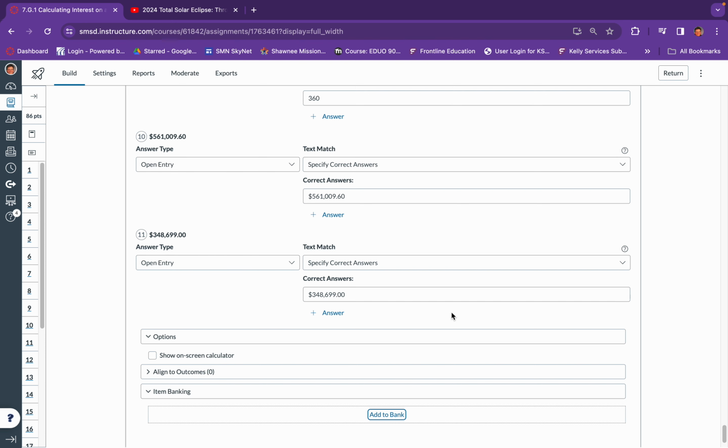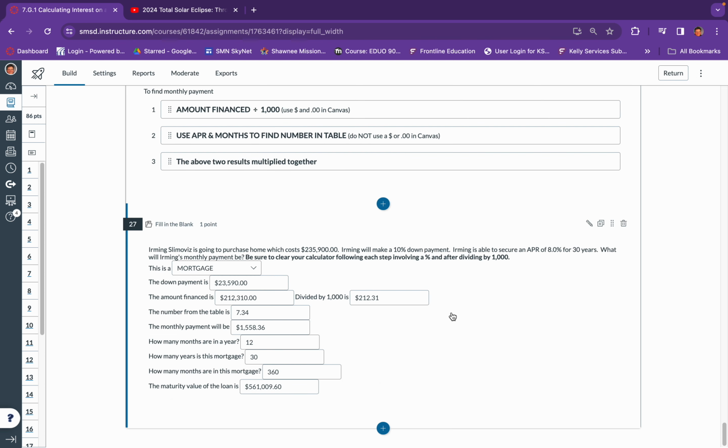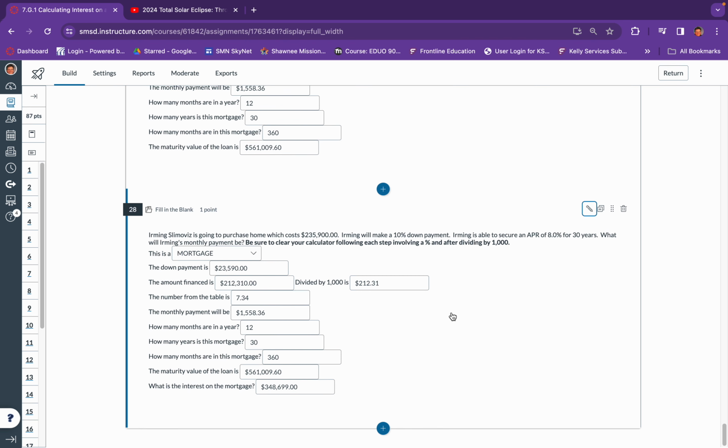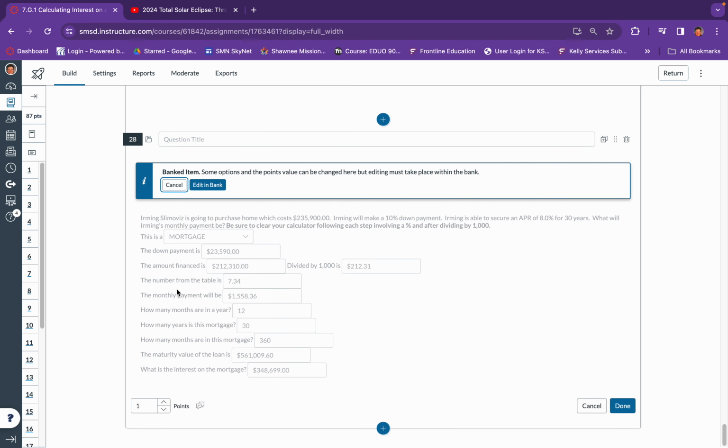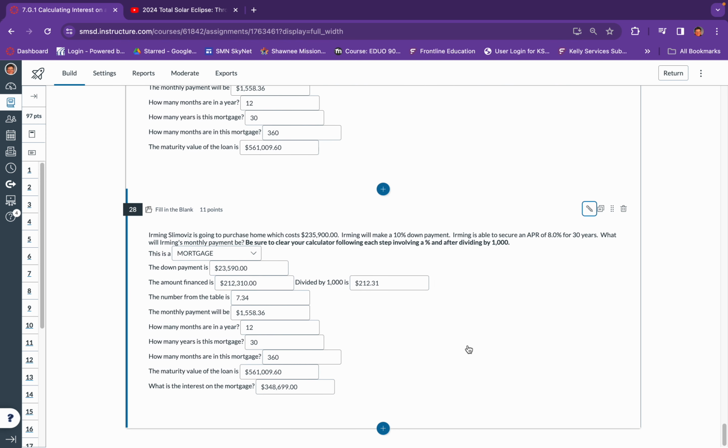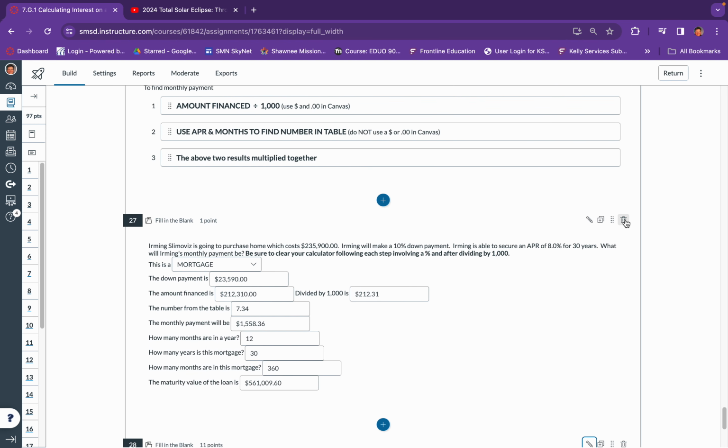Awesome. So there it is. Okay. And it's worth 11 points. So that's how I create new item banks. And so that needs to go away. That's the old one.